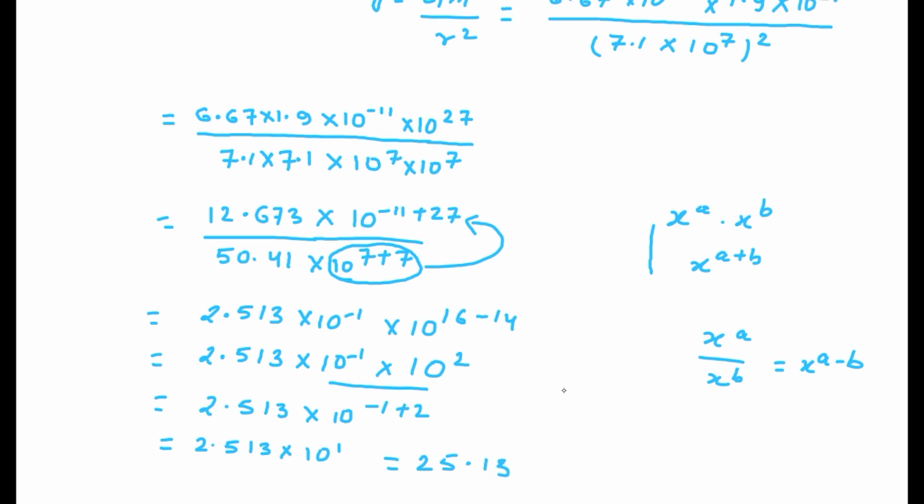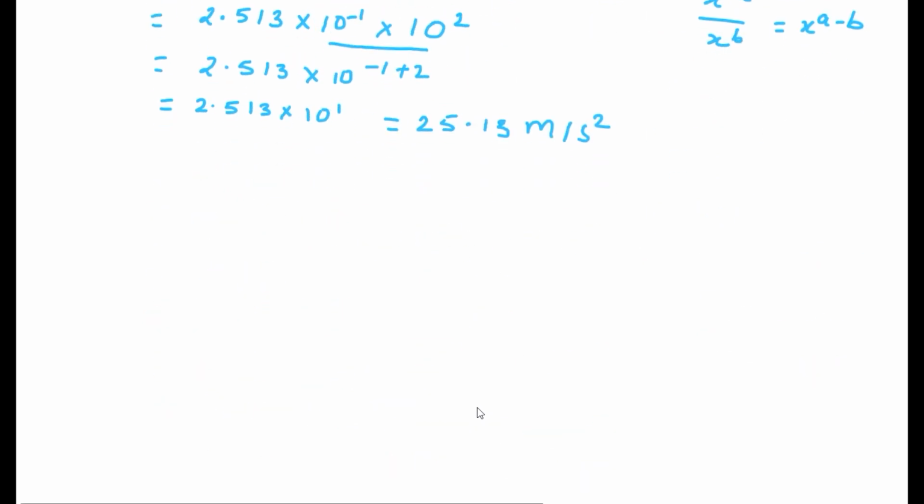What is the unit of g? Meter per square second. So this is the required value of g, acceleration due to gravity. Therefore g equal to 25.13 meter per square second. But we have to find the weight also.